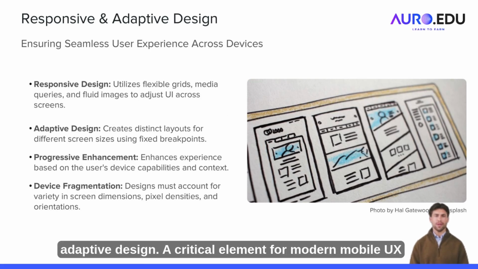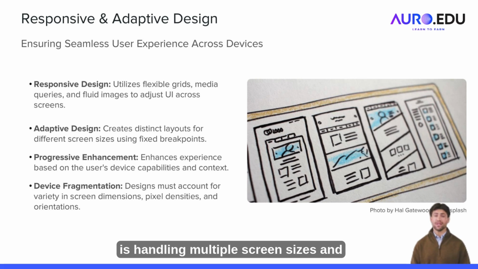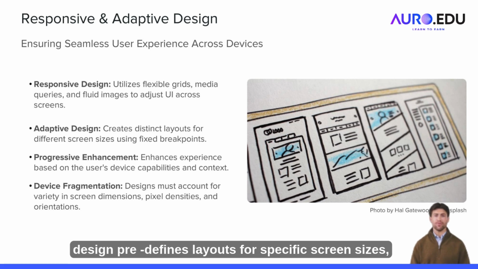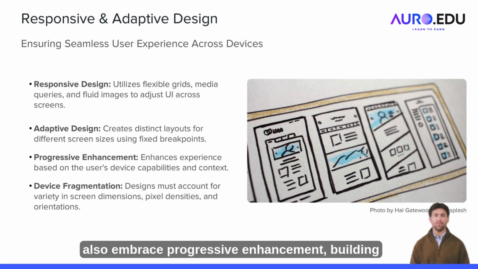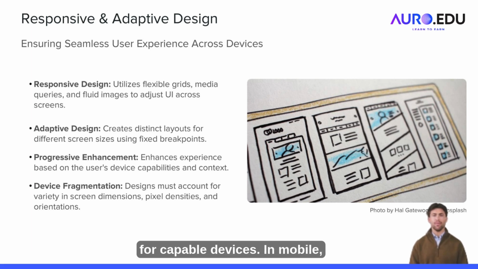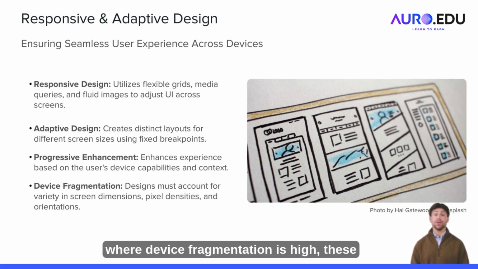Responsive and adaptive design. A critical element for modern mobile UX is handling multiple screen sizes and orientations. Responsive design relies on flexible layouts, media queries, and fluid images to adjust content dynamically. It's one design that adapts. On the other hand, adaptive design predefines layouts for specific screen sizes, choosing the best fit at runtime. We also embrace progressive enhancement, building core functionality first and adding enhancements for capable devices. In mobile, where device fragmentation is high, these practices are essential to create universally good experiences.